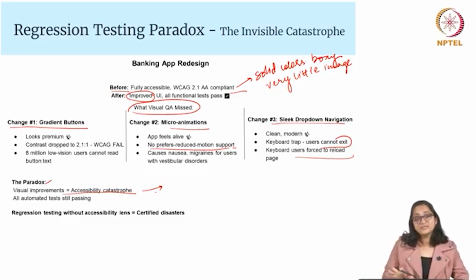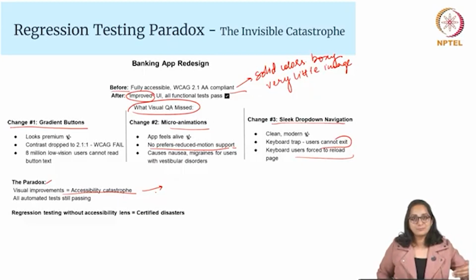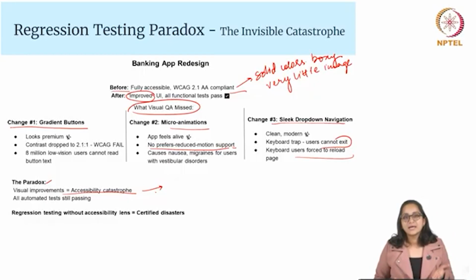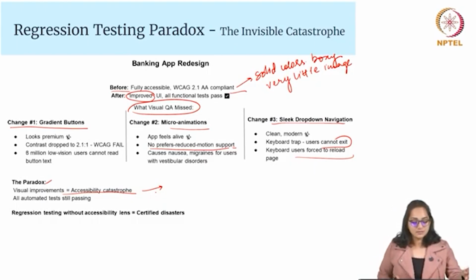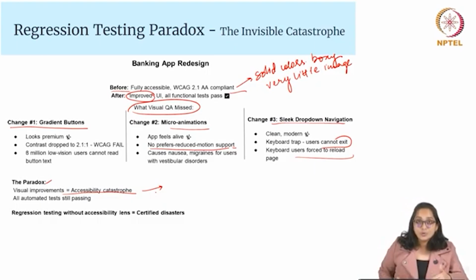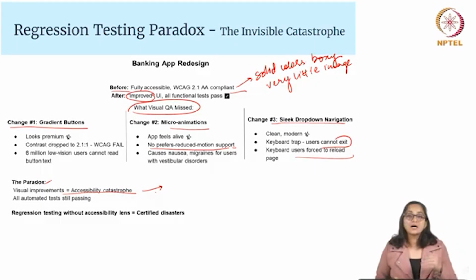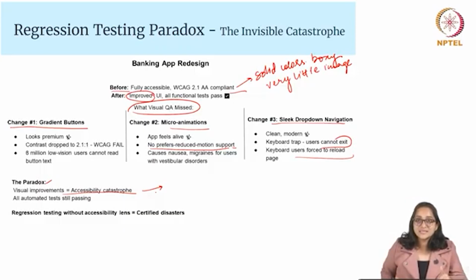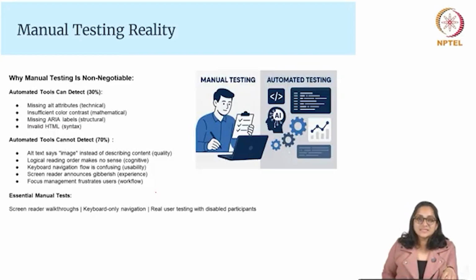But all automated tests might still be passing, while the accessibility testing and the usability aspects may be failing, and when we expand it to our pre-discussed context dependent test cases, it may be failing all of those test cases. So regression testing without an accessibility lens can be a recipe for disaster. So that basically brings us to why manual testing is non-negotiable, right?